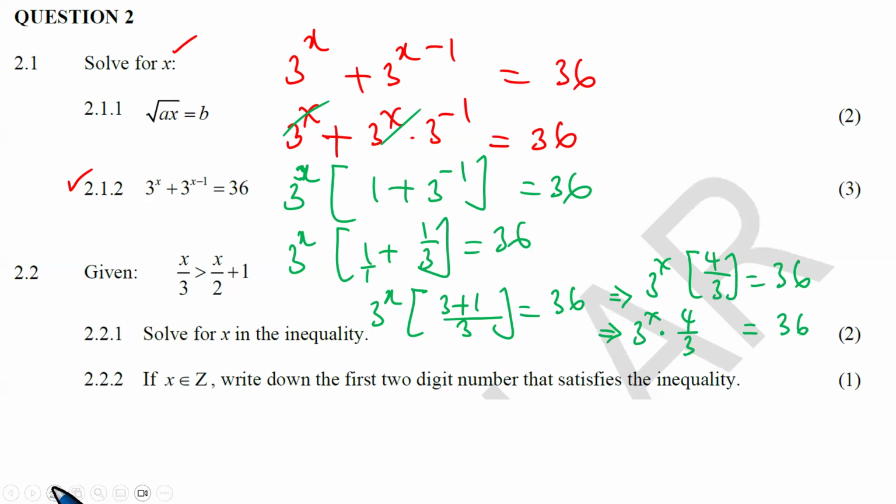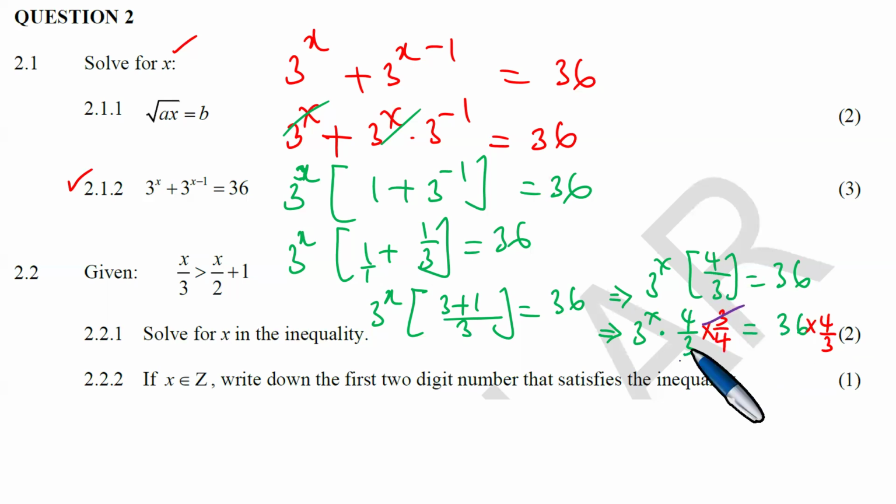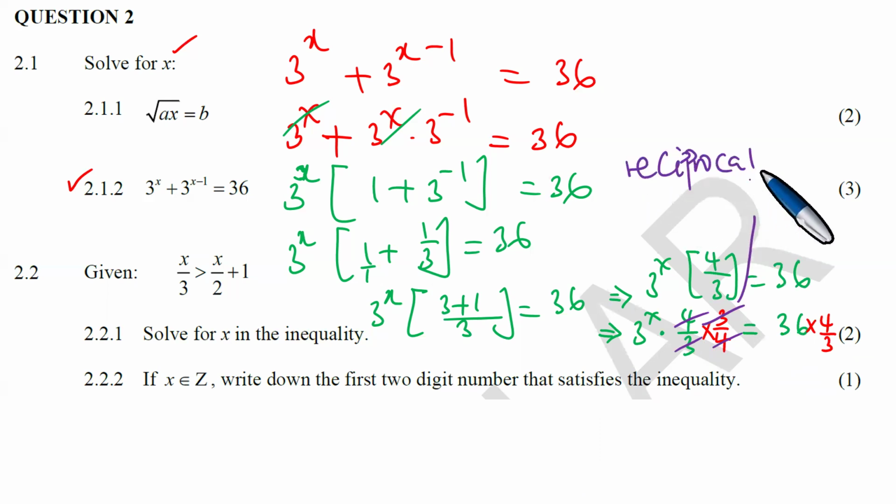We're going to do some magic here, and the magic is we want to solve for x, so we must remove this guy. We must deal with him. To remove him, we multiply by the reciprocal of it. So we multiply by 3/4, and you also multiply by 3/4, like so. What do we achieve? 3 cancels 3, 4 cancels 4. Good. So we multiply by the reciprocal. It's called the reciprocal.